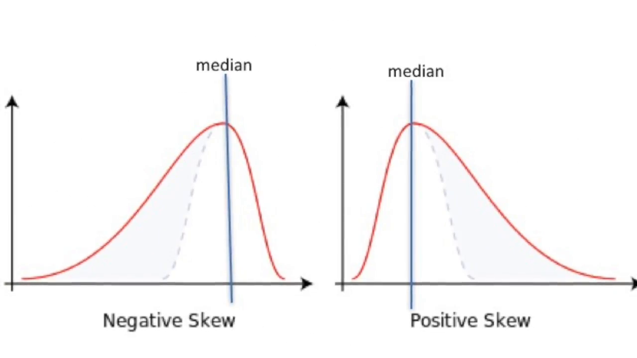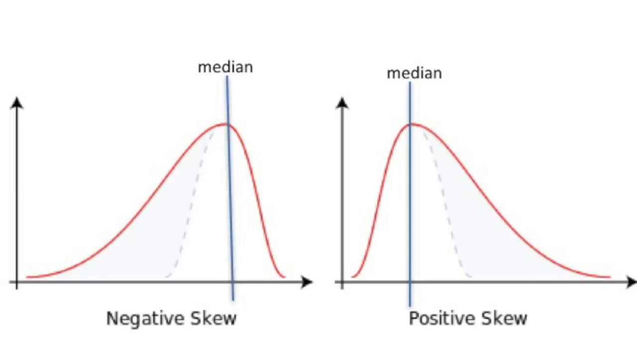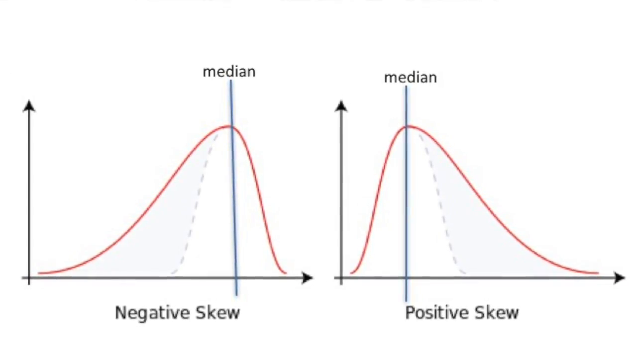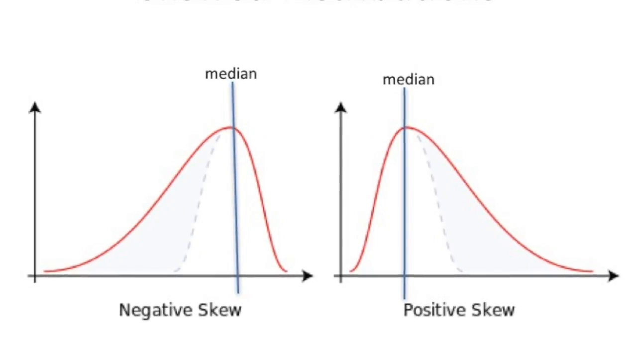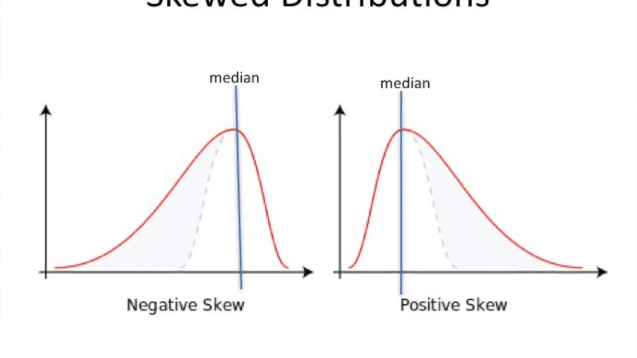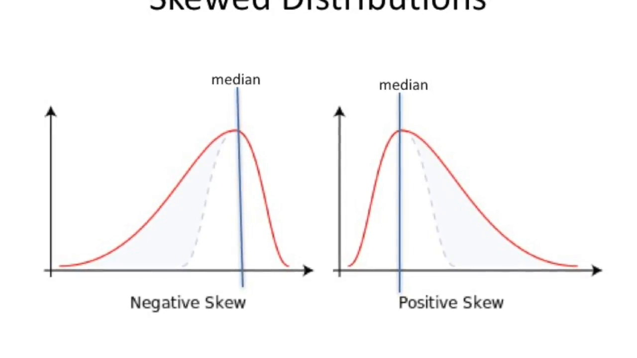Not all distributions of scores are normal or bell-shaped. Sometimes distributions are skewed. A negatively skewed distribution means most scores are low scores. A positively skewed distribution means most scores are high scores.